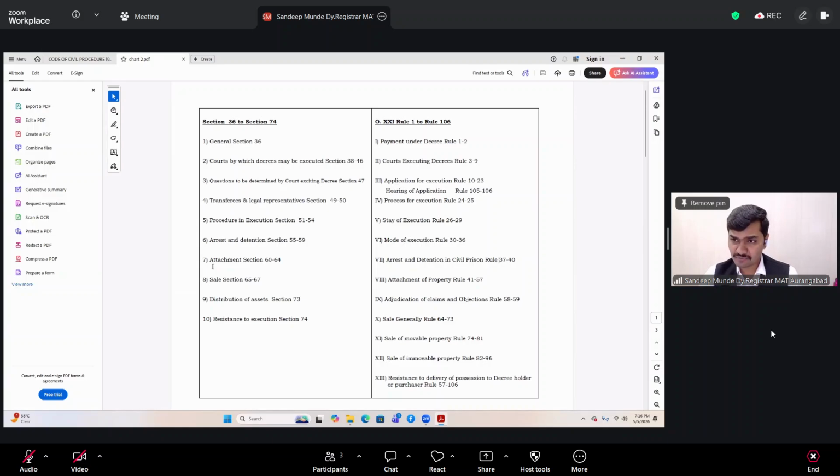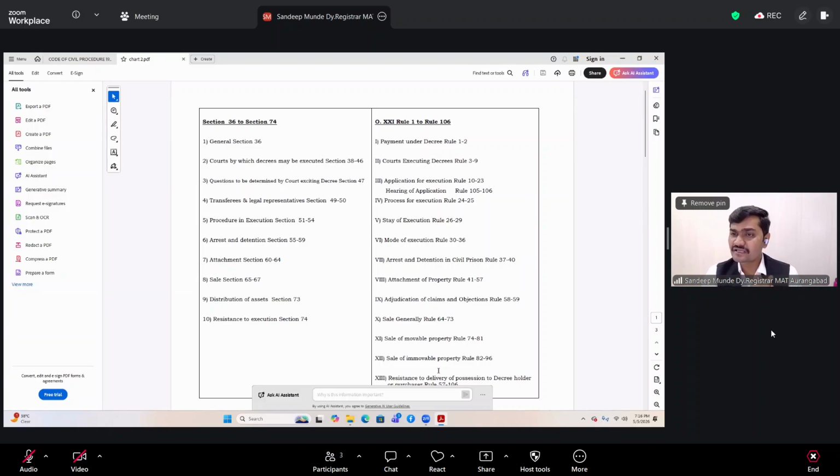If the property is the immovable property, from the date of publication, 15 days time is required to be given, and for the movable property, 7 days time is required to be given. These are the provisions with regards to the sale. If there is more than one person claiming the said distribution of assets, section 73, and the last portion with regards to the resistance to the execution, and rule 97-106 deals with regards to the resistance to the delivery of possession to the decree holder.